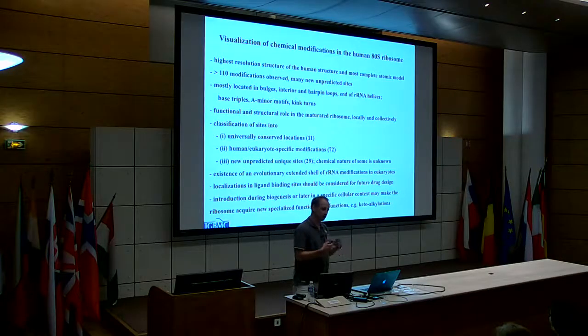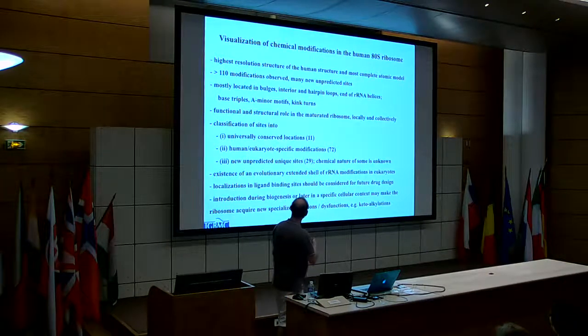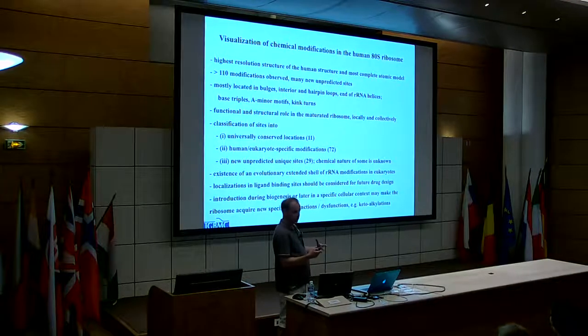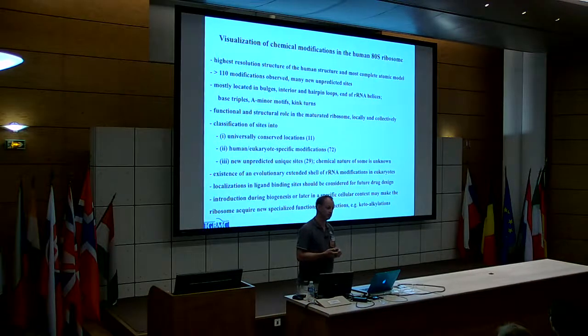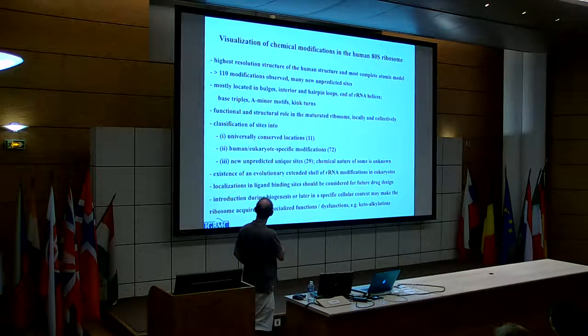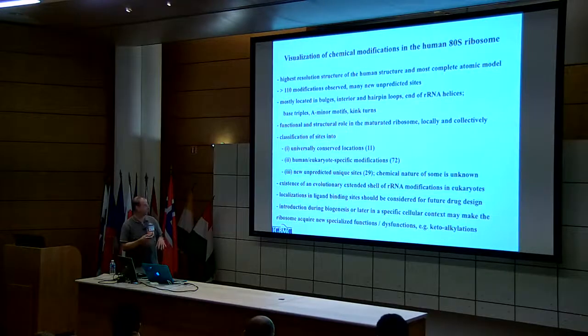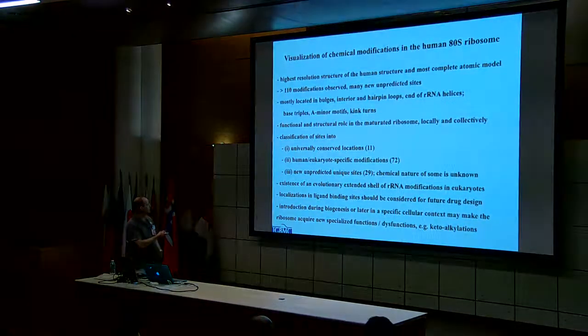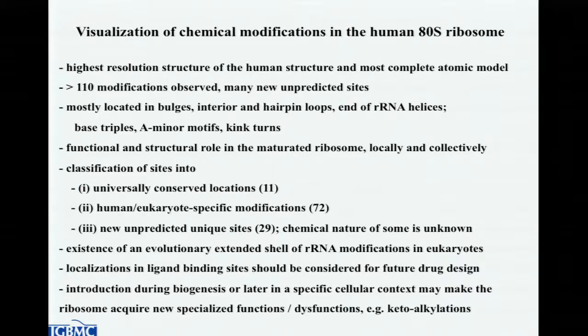So it's typically structures which need to be stabilized. And that's certainly also the real functional and structural role behind that of the matured ribosome, because now you look at the product of all the biogenesis and modifications. They act either locally, which is crucial for ligand interactions, and altogether collectively probably to fine-tune translation in eukaryotic systems. So the classification we have done is, as I mentioned, universally conserved sites, human or eukaryotic specific modifications, which are most of these, and new unpredicted unique sites.